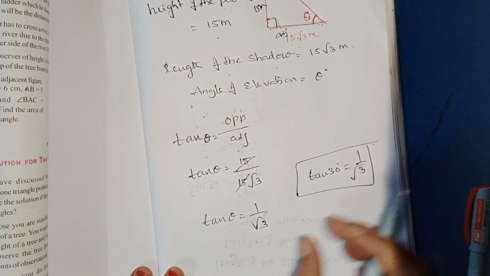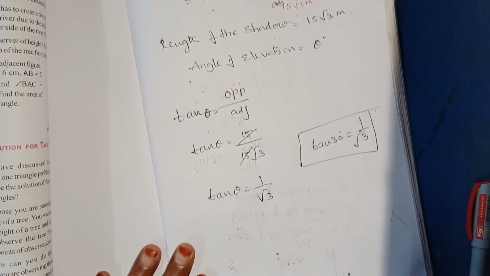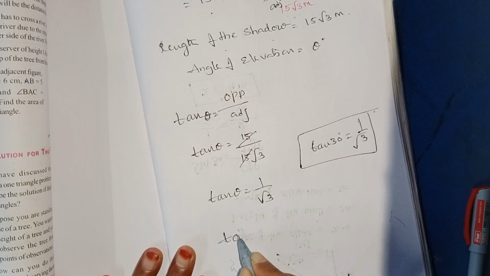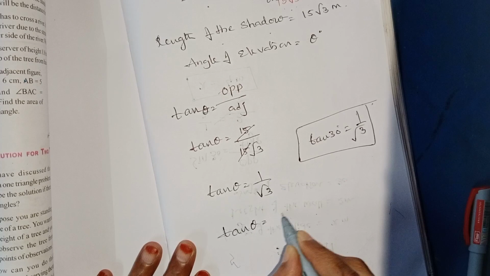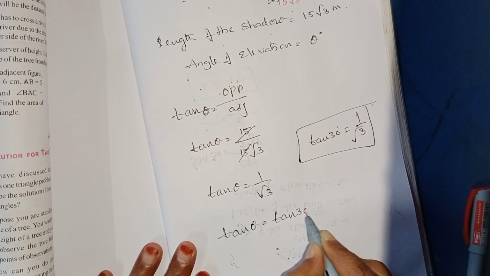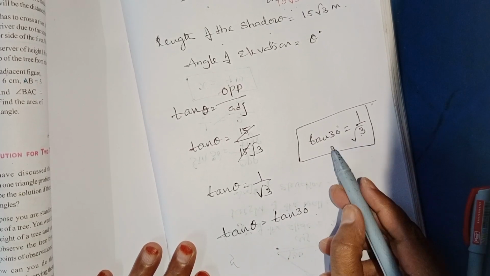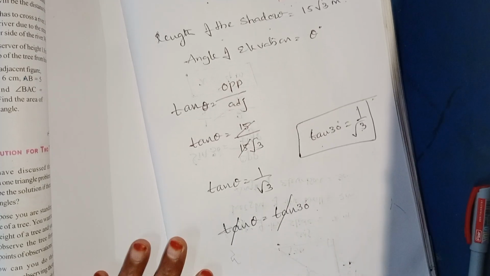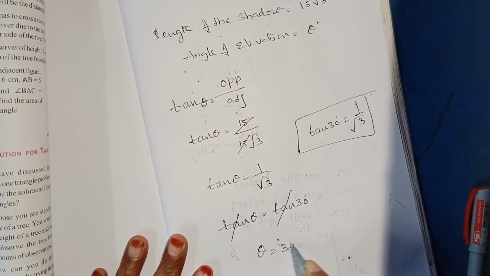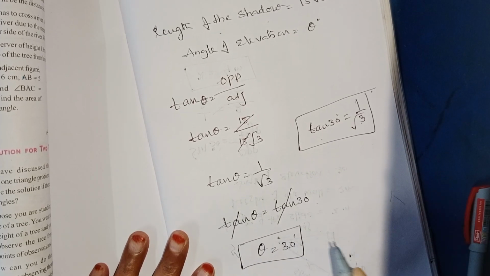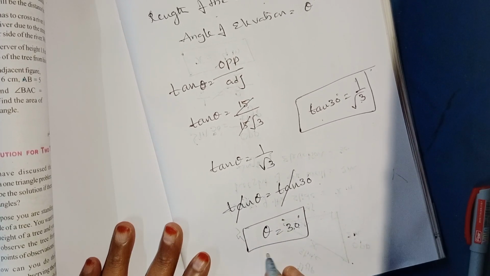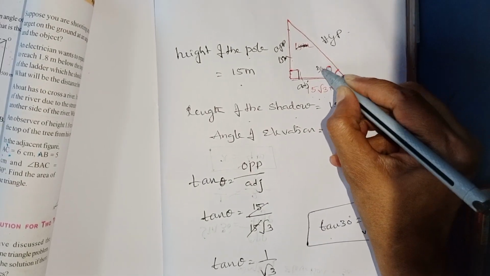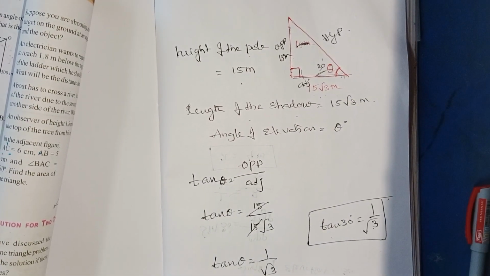So, ఈ 1 by root 3 place లో మనం tan 30 రాసుకోవచ్చు. We can replace the 1 by root 3 with tan 30. Just I am going to do tan theta is equal to tan 30, since 1 by root 3 value is equal to what? Tan 30. That's why here tan get cancelled. Theta is equal to 30 degrees. So the angle of elevation was 30 degrees. Right? Here the angle is 30 degrees. That's it. Easy and very, very important sum.